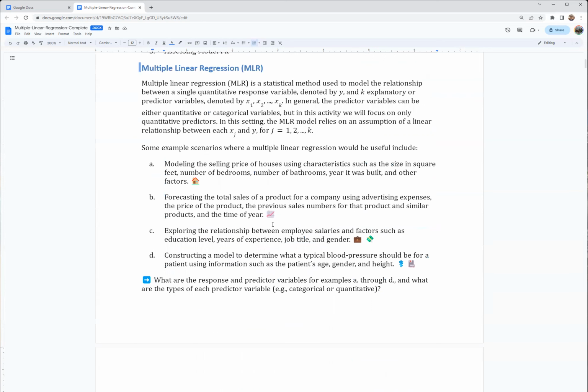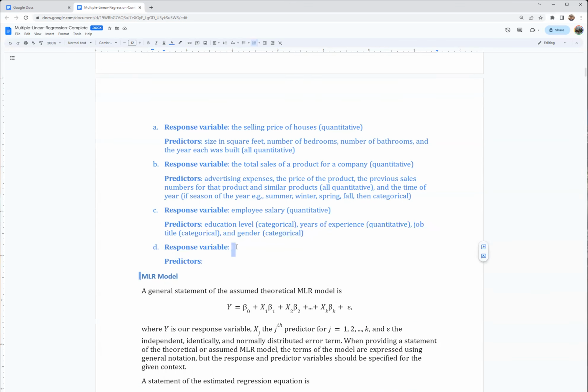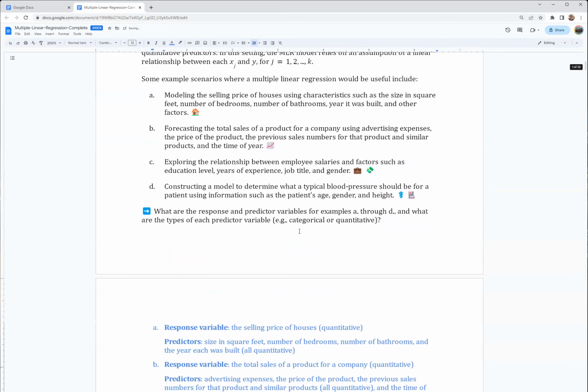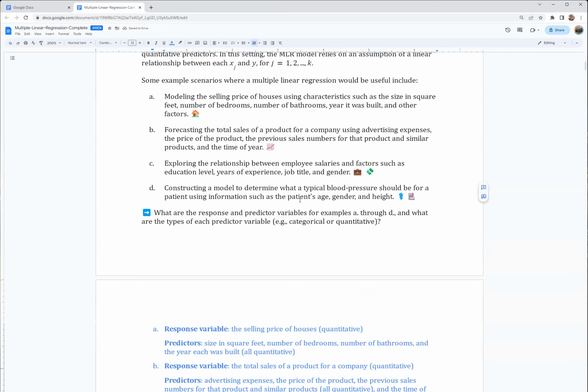And in this last example, we are predicting the blood pressure of a person, which again, the response is always quantitative, and the predictors are the patient's age, gender, and height.